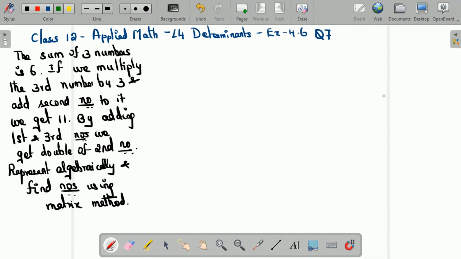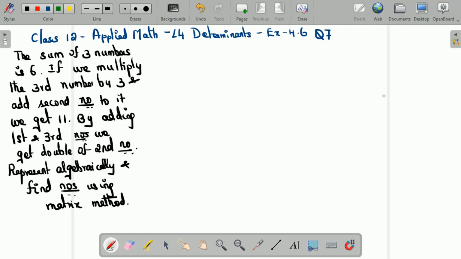In this video, let's find the solution for the 7th question in exercise 4.6. The sum of three numbers is 6. If we multiply the third number by 3 and add the second number to it, we get 11. By adding the first and the third numbers, we get double of the second number. Represent algebraically and find the numbers using matrix method.